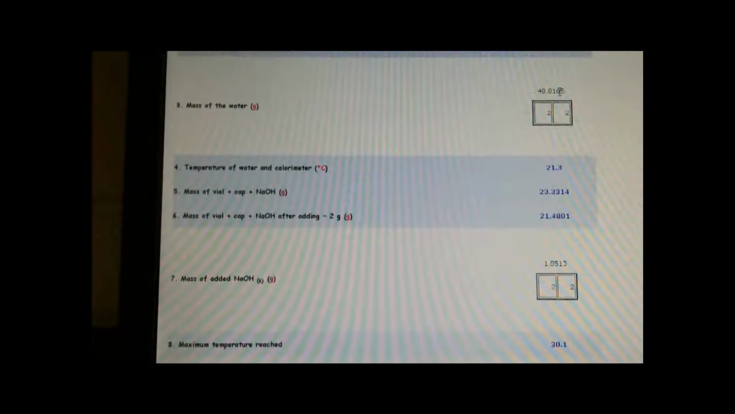All right. Next, we have the mass of the resulting solution. This time, the resulting solution is from the addition of the sodium hydroxide. So we have the mass of the water and we have the mass of the sodium hydroxide. The mass of this solution is going to be the sum of both of those. And I get 50.6678. And on to the next.